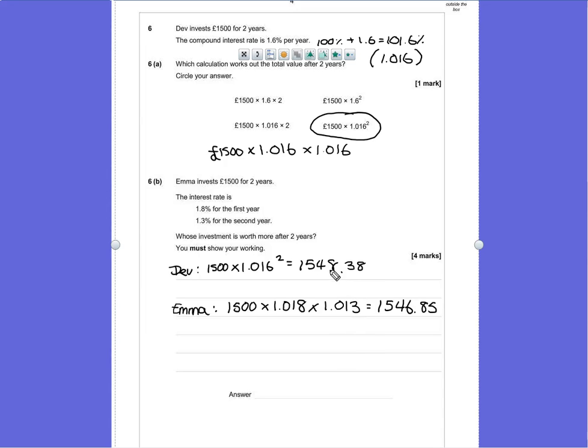From this we can see that Dev would actually make more money, would have a more valuable investment. Just make sure that you actually do answer the question below. Here, because we can see Dev's made more money, the answer is Dev. All of the working out above shows how we've worked it out with our answer, which should be enough for 4 marks.